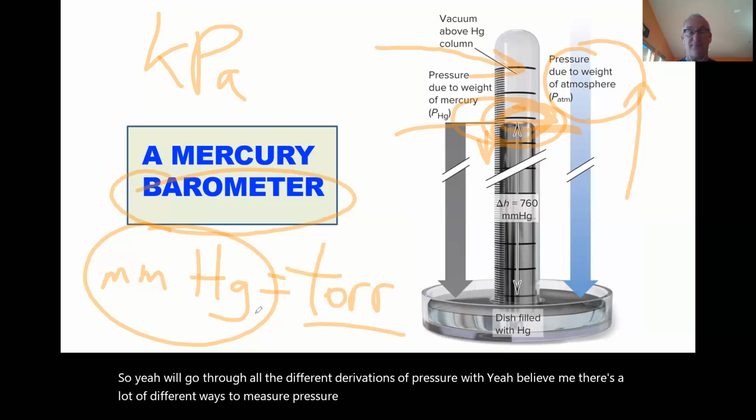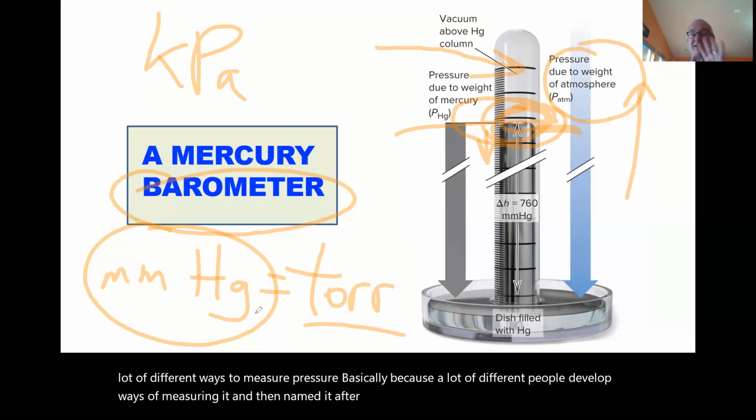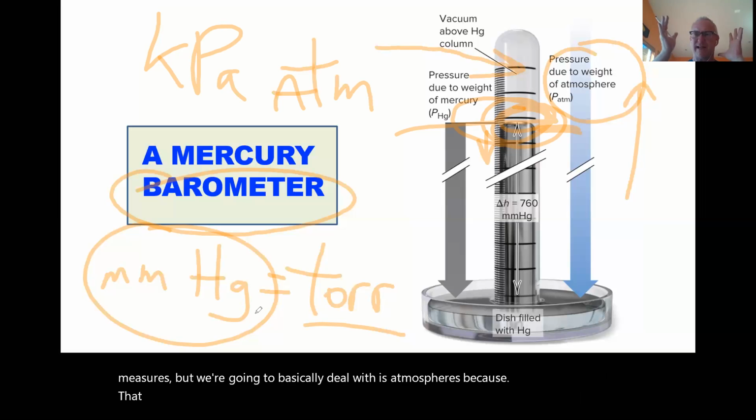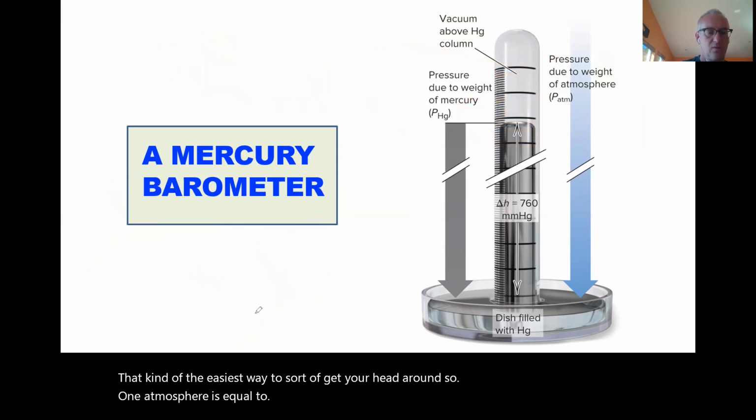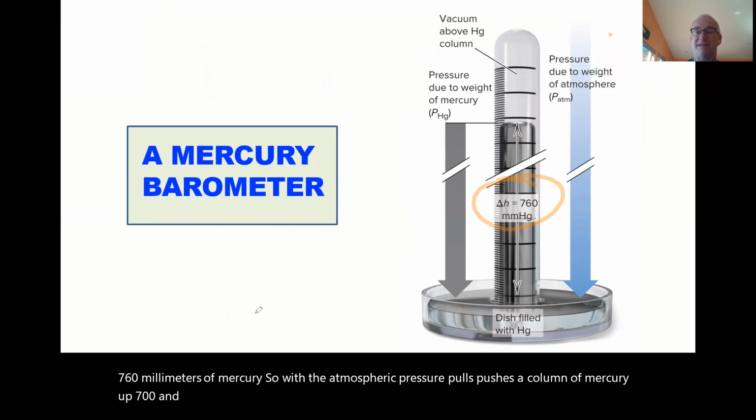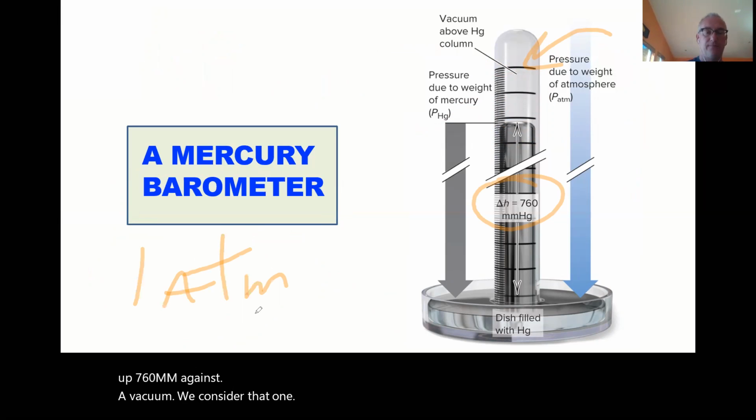Basically, because a lot of different people developed ways of measuring it and then named it after themselves. So we have all these different measures. But what we're going to basically deal with is atmospheres, because that kind of is the easiest way to sort of get your head around. So 1 atmosphere is equal to 760 millimeters of mercury. So when the atmospheric pressure pushes a column of mercury up 760 millimeters against a vacuum, we consider that 1 atmosphere.